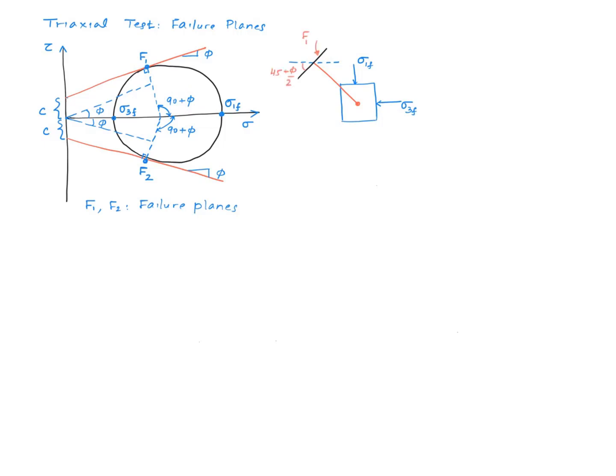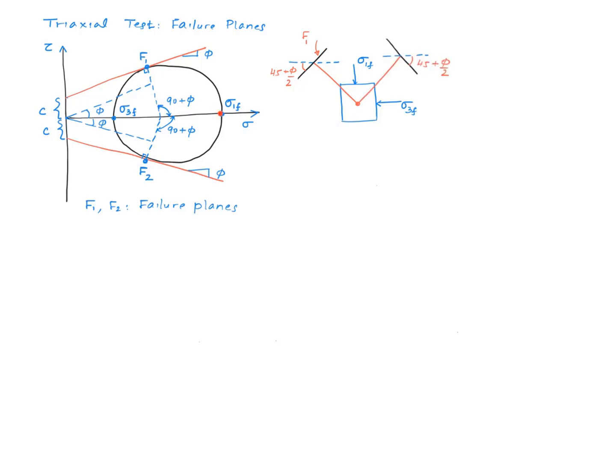Well, what do I need to do in the real picture? I take the horizontal plane and rotate that in the same sense, which is counterclockwise, through an angle half of this. So that'll be 45 plus phi over 2, right? And I get to plane F1. So this is one of the failure planes. This plane is represented by this point right here.